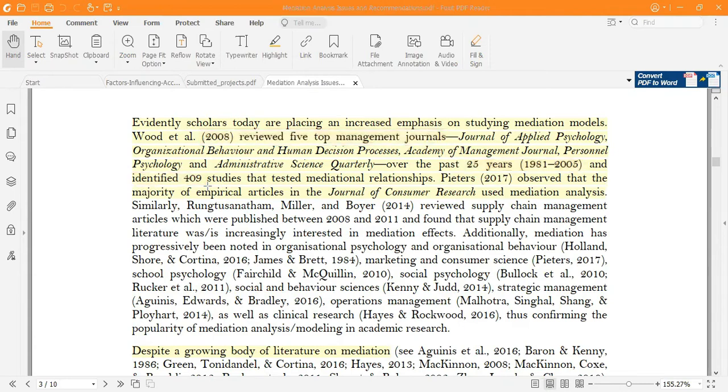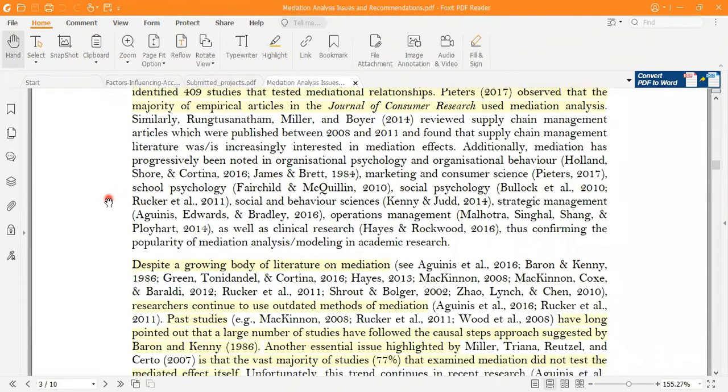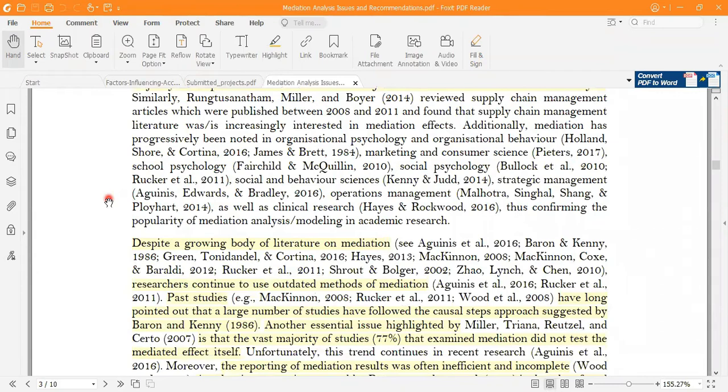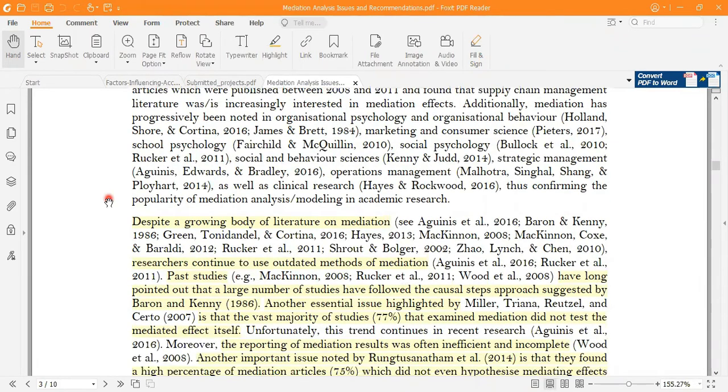Even from the 90s up to 2005, it was very popular. Similarly, in another piece of research, Miller, Boyer and Rungtusanatham in 2014 reviewed supply chain management articles published from 2008 to 2011, around three years, and found that the supply chain management literature was increasingly interested in mediation effects. So from this point of view, it is clear how popular mediation is becoming among researchers belonging to social science, business administration, commerce and public administration.